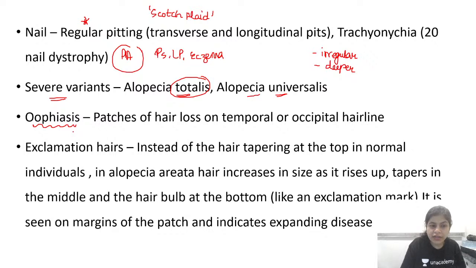As we saw in the question itself, exclamation mark hairs are seen in alopecia areata. So what are these exclamation mark hairs? Normally the hair tapers at the top. But in alopecia areata, the hair increases in size as it rises up, then it tapers in the middle, and then there is a hair bulb at the bottom. So it looks like an exclamation mark hair. It is seen at the margins of the patch and indicates expanding disease.